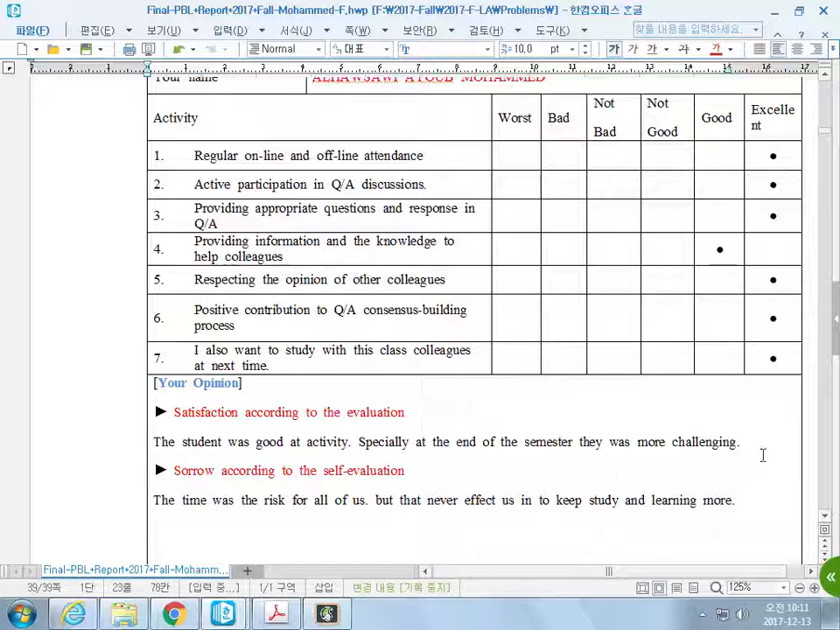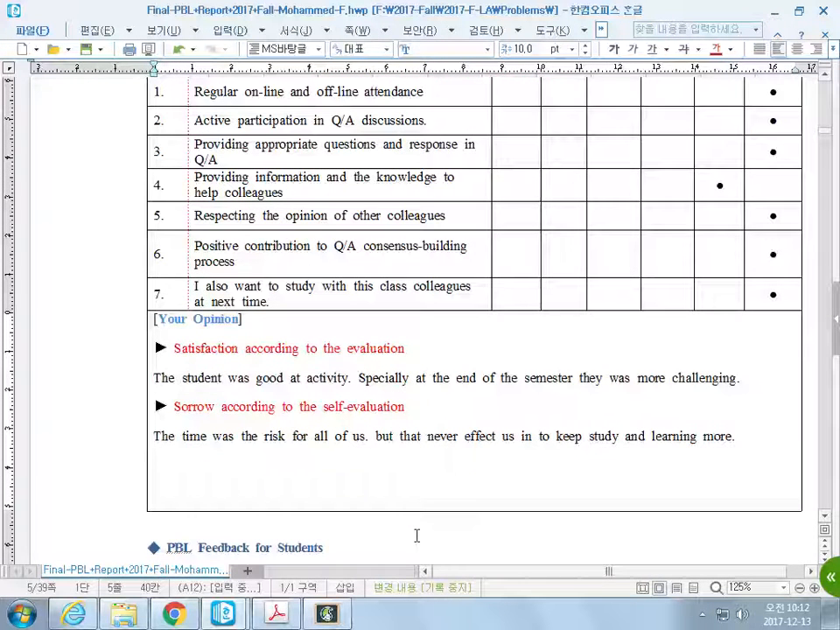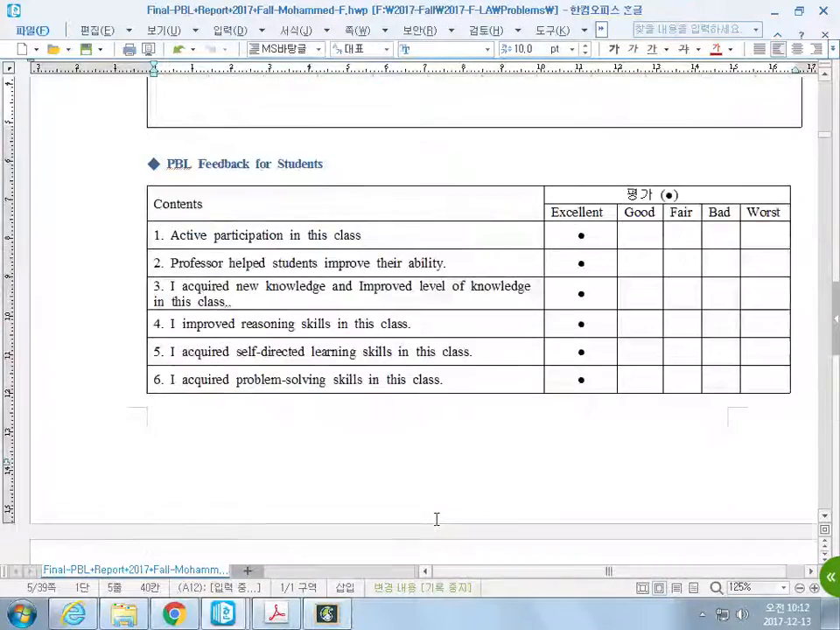Any special ones? According to the evaluation, the student was good at activity, especially at the end of the semester. It was more challenging. And according to the self-evaluation, time was the risk. As I told you, the time was short for all of us, but that never stopped us from continuing to study and learn more. Which means whether we have time or don't have time, we can still manage and do something better and better. Okay. Anything else you'd like to say?